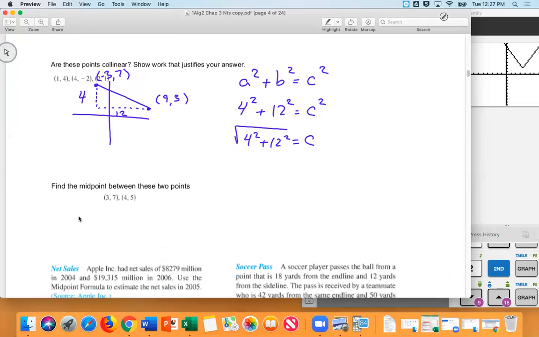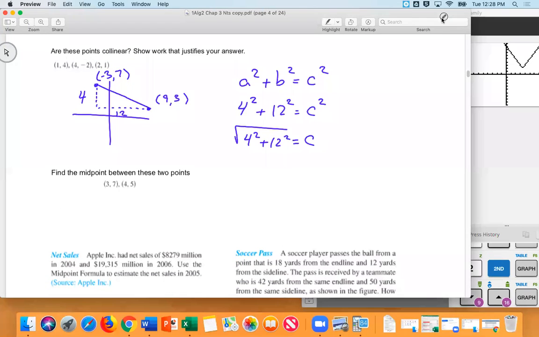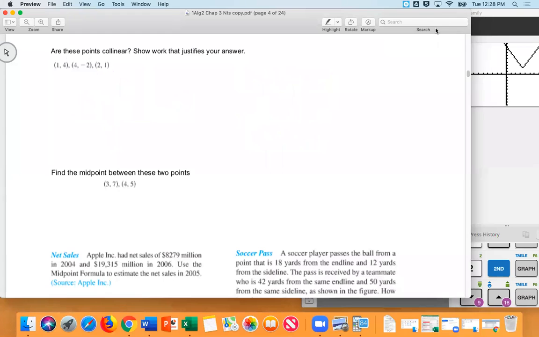Now, are these points collinear? Well, collinear means in a line, right? Which one's easier between the two methods? It depends on which way your brain works.